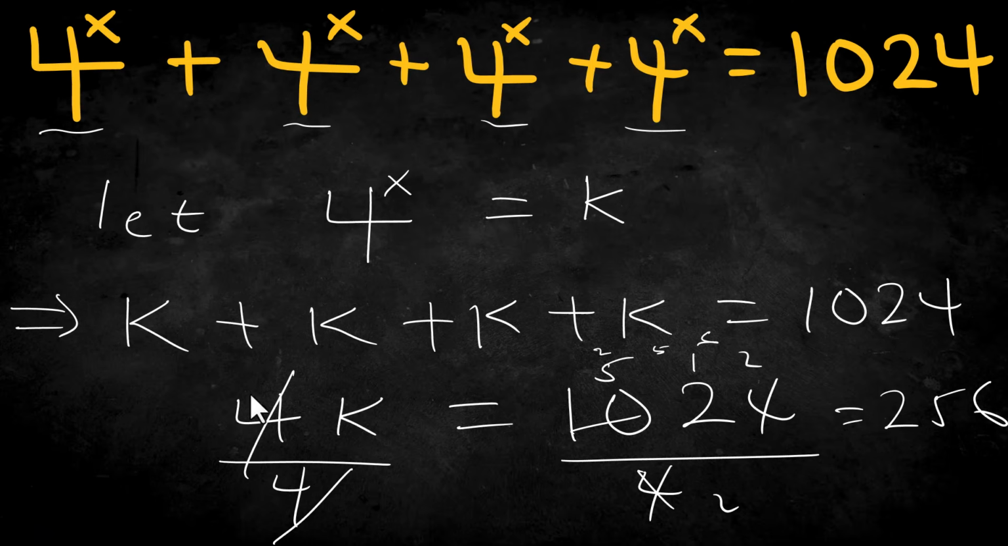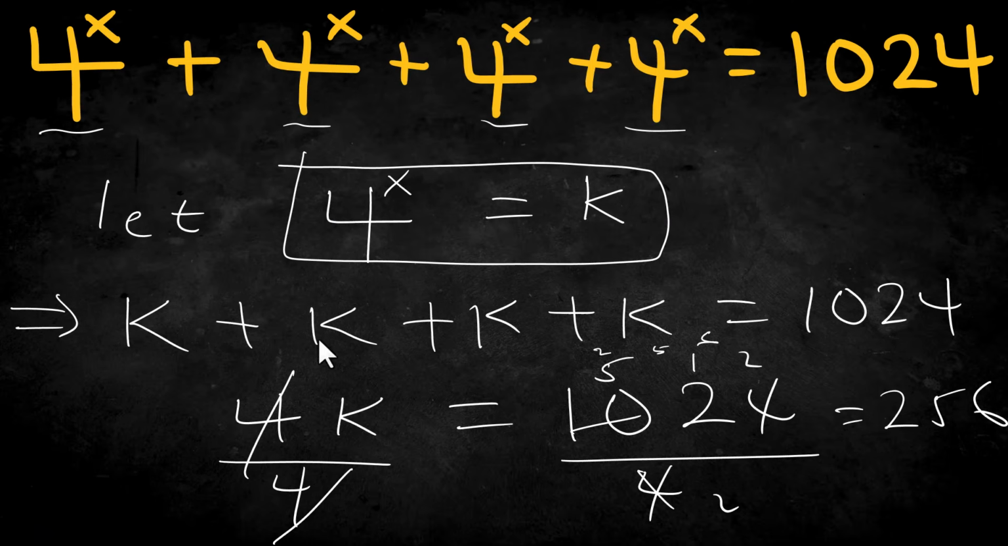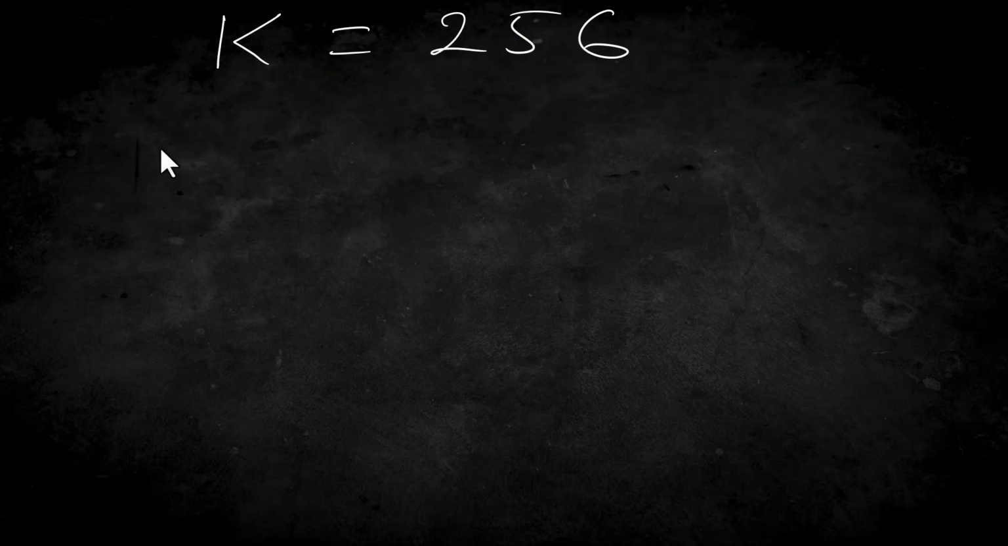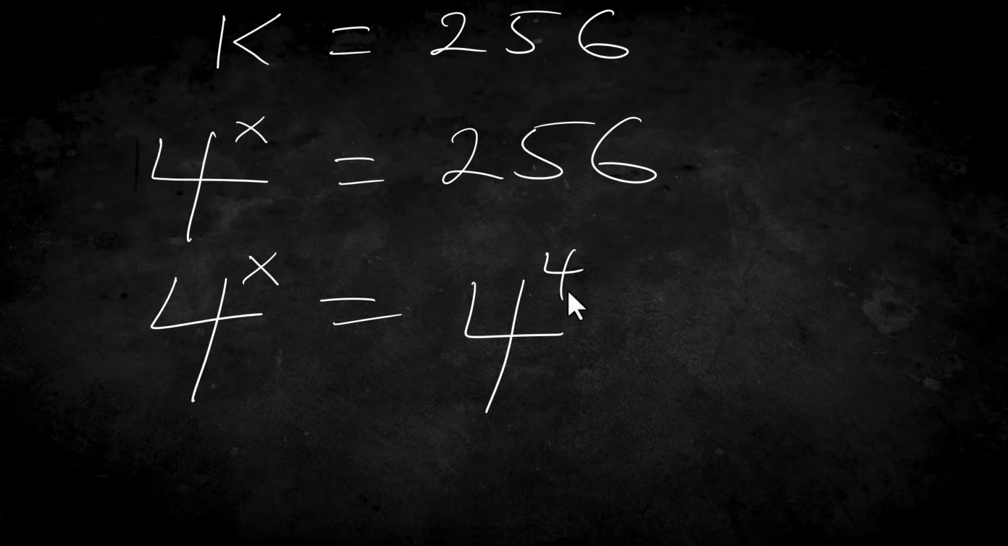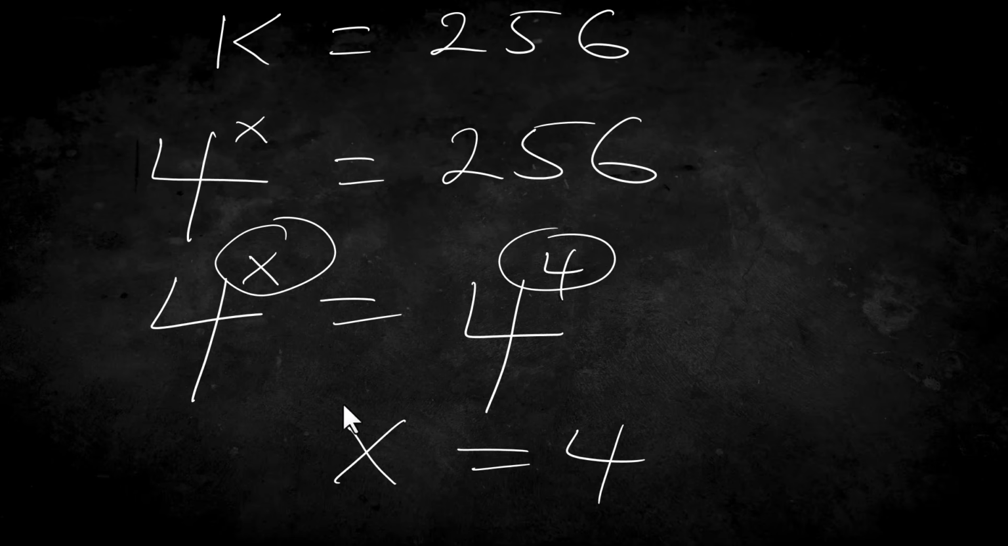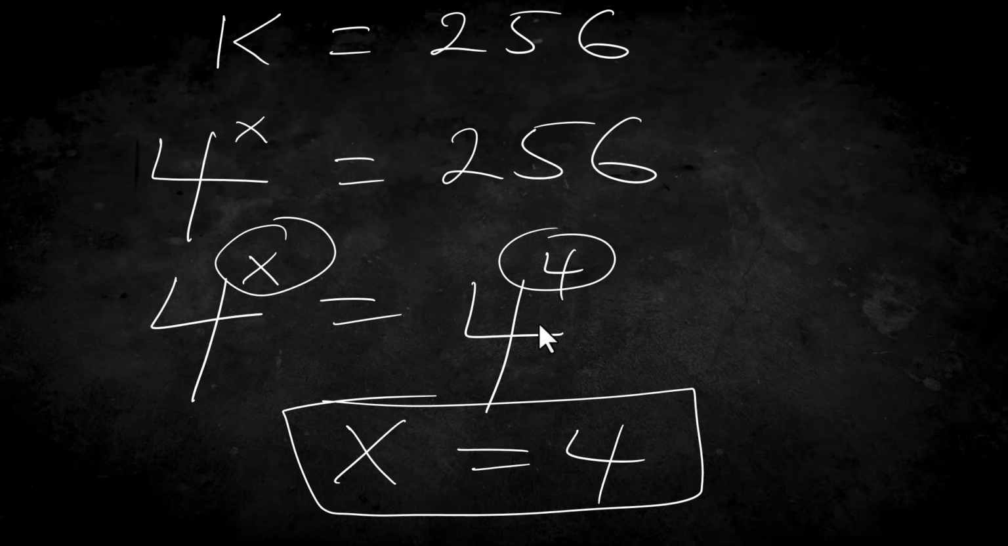But don't forget that 4 raised to x is k. So 4 raised to x is k. So we have k here, 256. So 4 raised to power x, because 256 is the same as 4 to the power 4. Let's confirm: 4 times 4 times 4 times 4 is 256. So we have x equals 4. Therefore, x equals 4. As simple as that. All right.